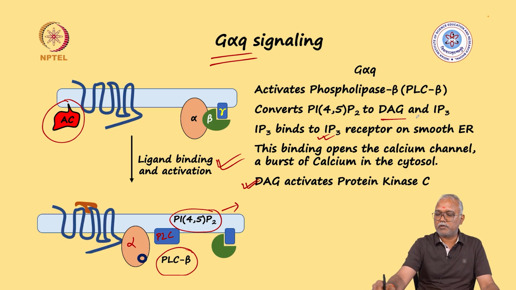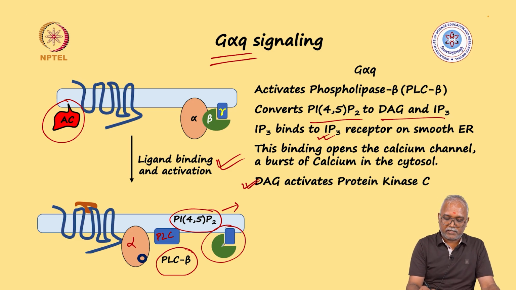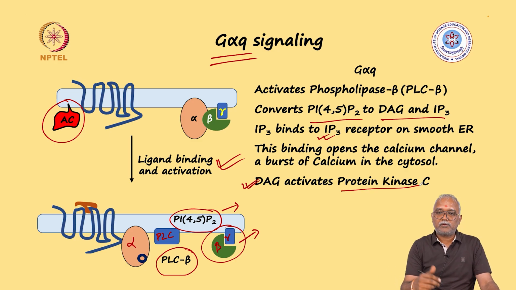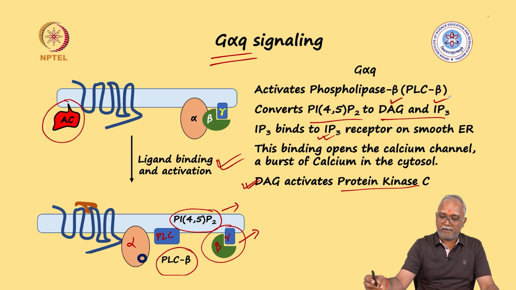So the two molecules will be generated from PIP2. Now this beta gamma unit, which has been separated, also works in this process and helps in the activation of protein kinase C. So how the system goes forward: the two entities being generated from the PIP2 basically have independent functions.